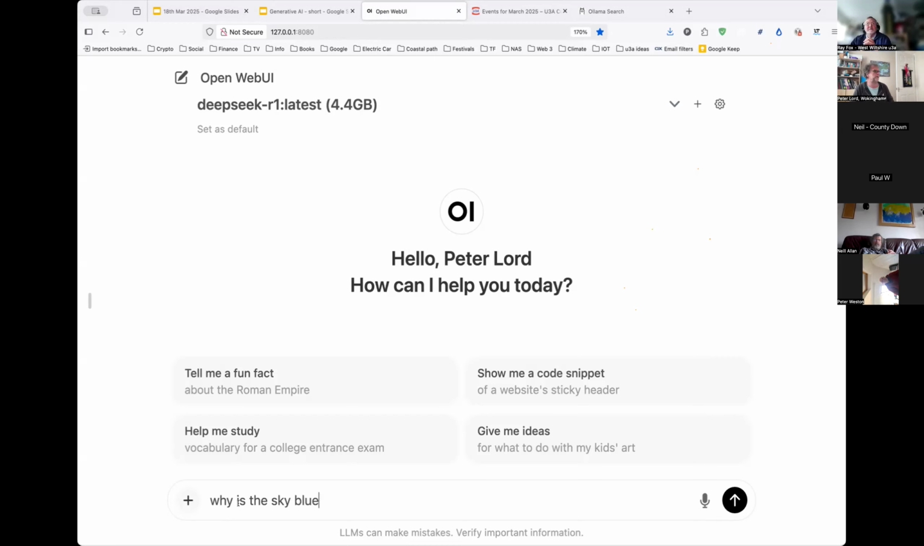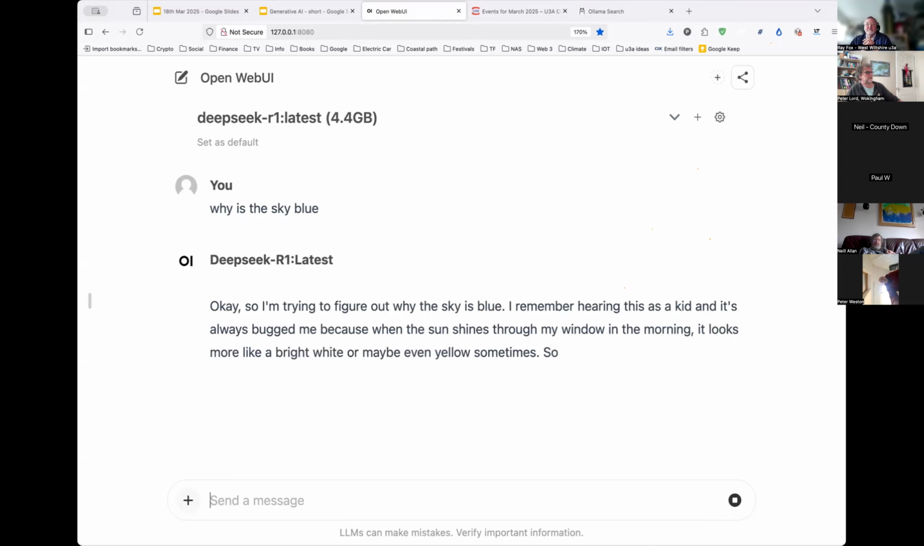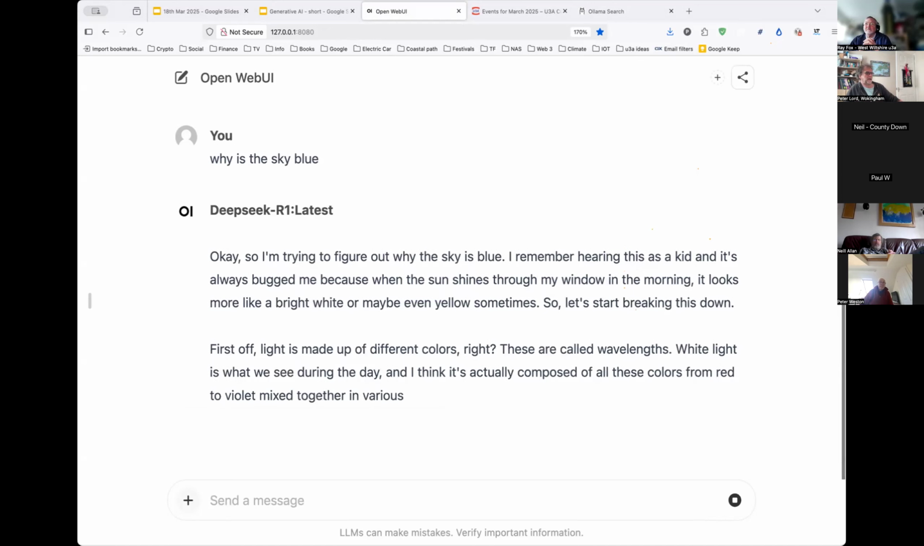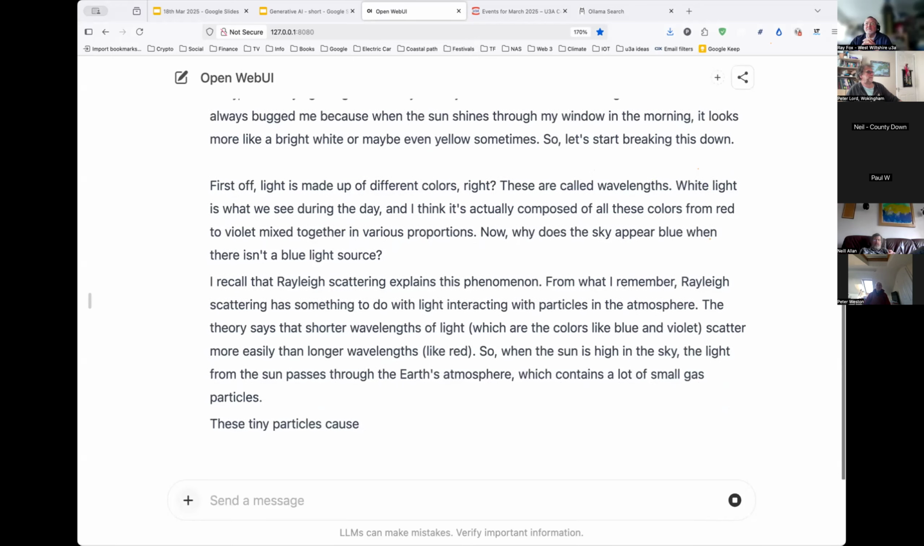So why is the sky blue? And this is this type of reasoning model, DeepSeek. We'll try that. Let's see what we're going to get. So it's going to give us a lot of quite verbose ways of looking at the same problem.